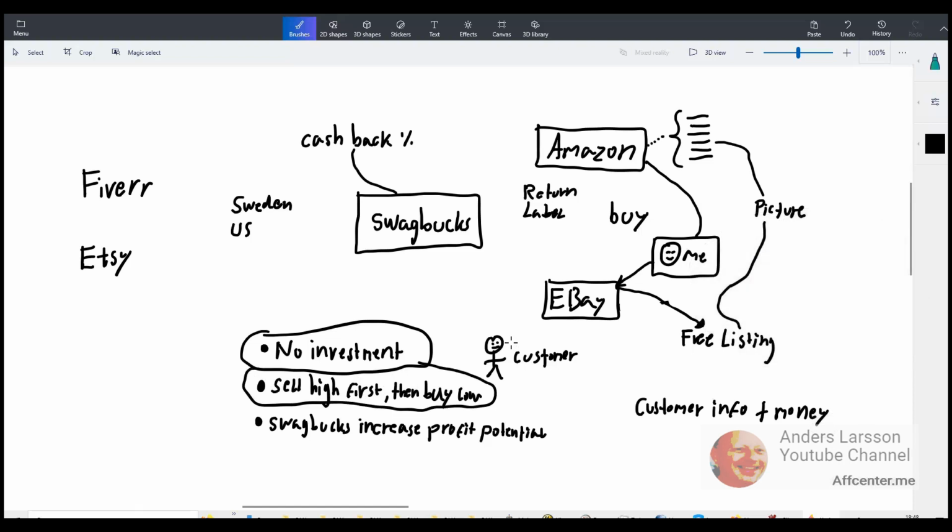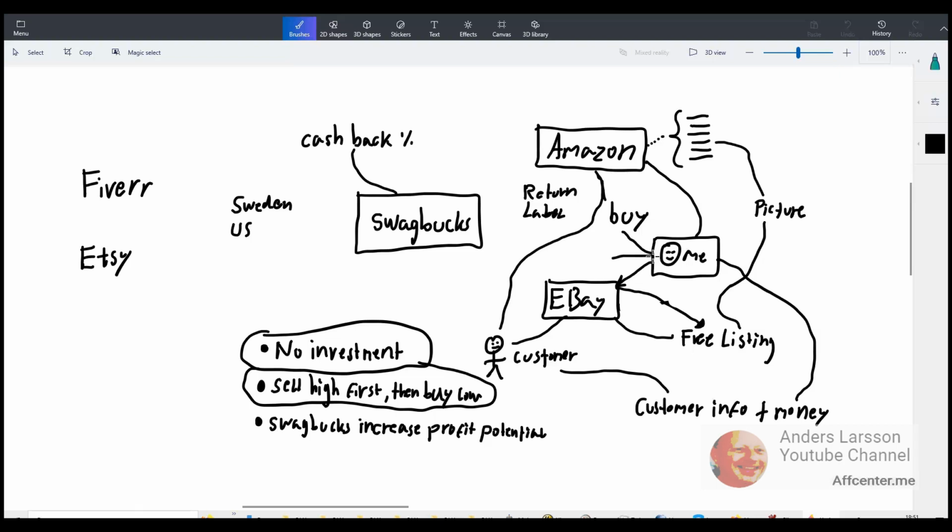Alright, so now I have my free listing on eBay and a customer comes to eBay and they find my free listing and hopefully they buy this product. So now I have the customer information and the money. Alright, so now I need to ship this product to this customer. So I basically buy the product on Amazon and enter the customer address where I want to send it. Also make sure that I get the return label in case the customer wants to return it. Alright, so now the product is shipped to the customer and I make profit.